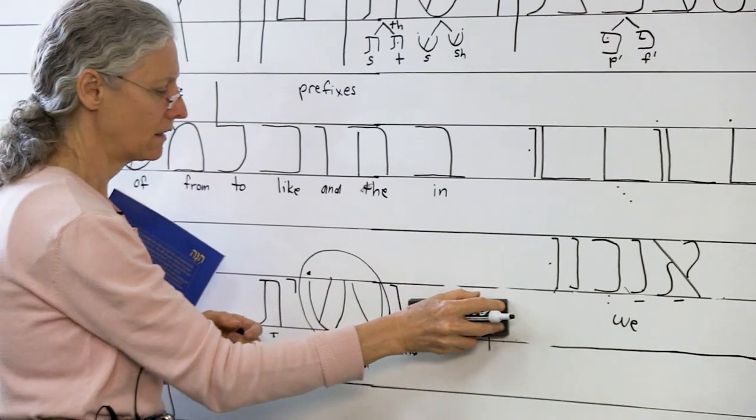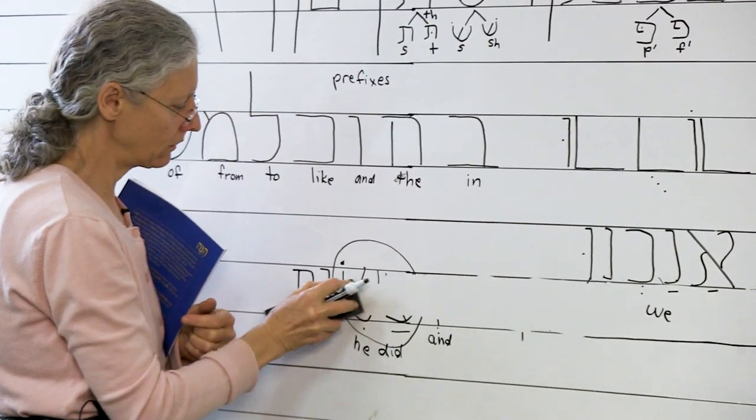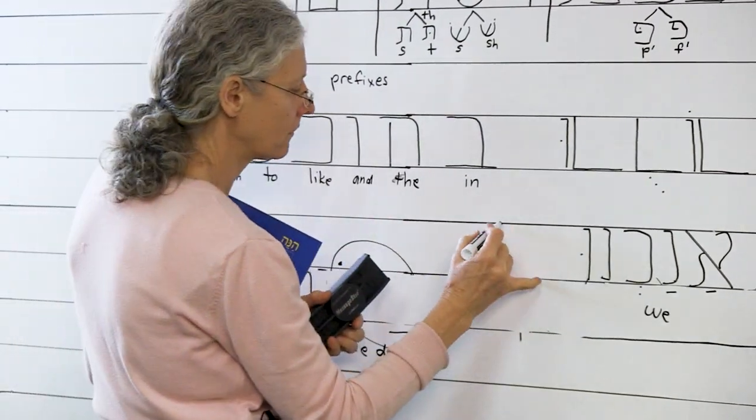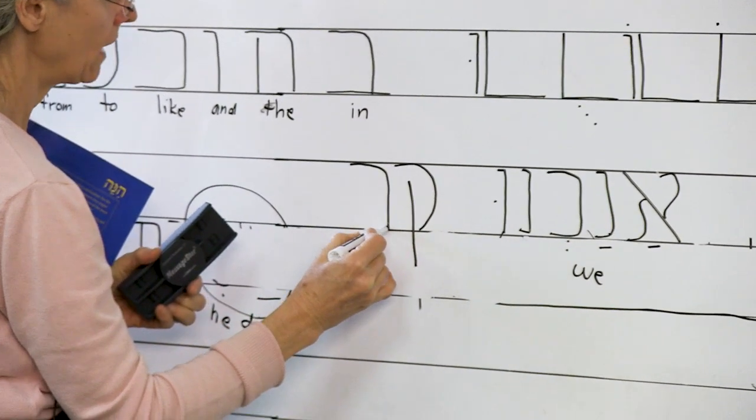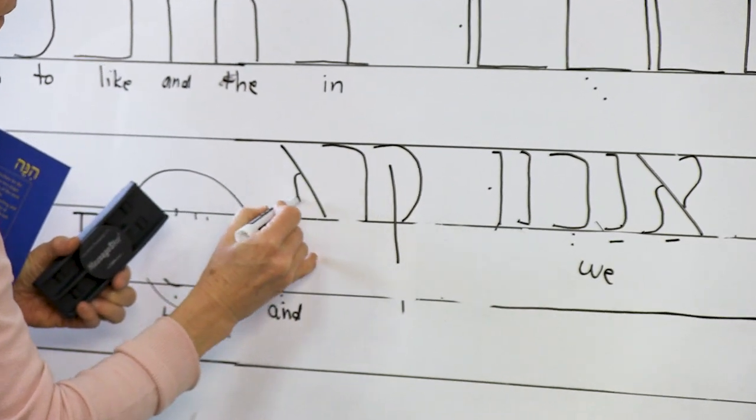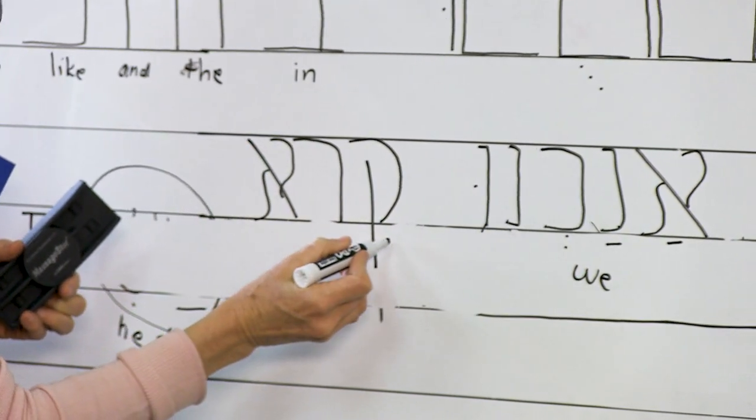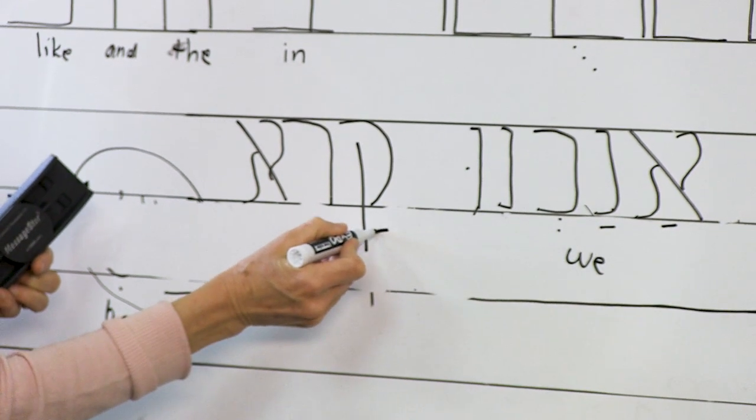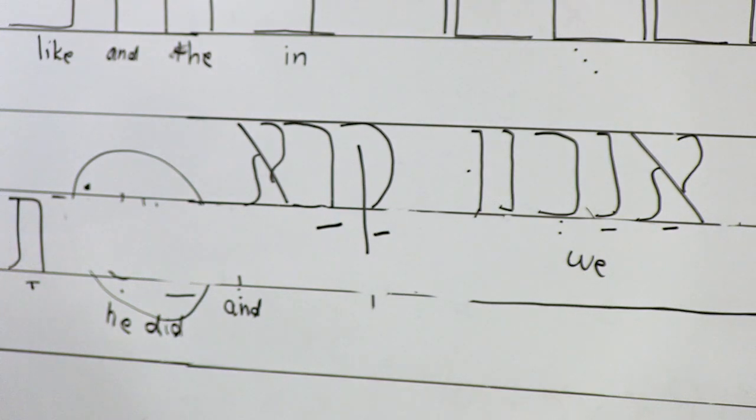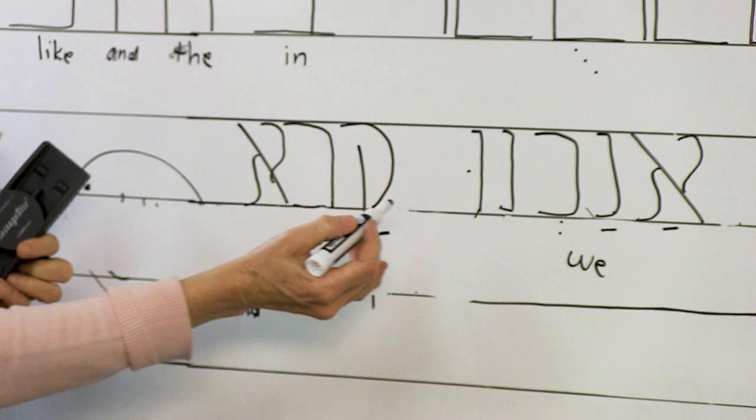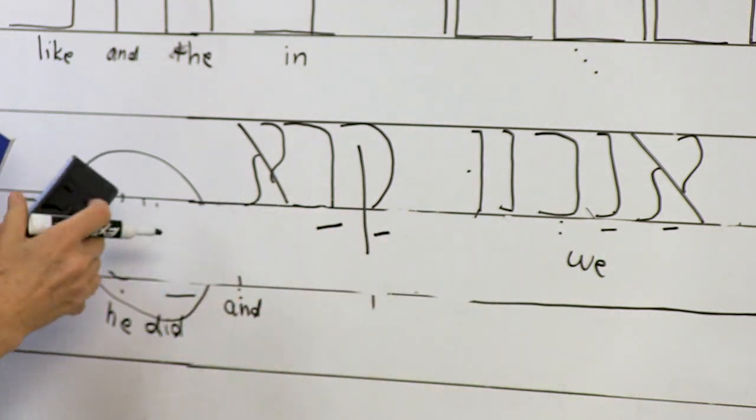Korim. Okay, so what is the root for korim? It's kuf, resh, and I believe it's aleph. Kara. So the past tense masculine singular verb form is kara. This means read or call out. So when you're reading something out loud, you're calling it out, right? So anachnu means we, kara.